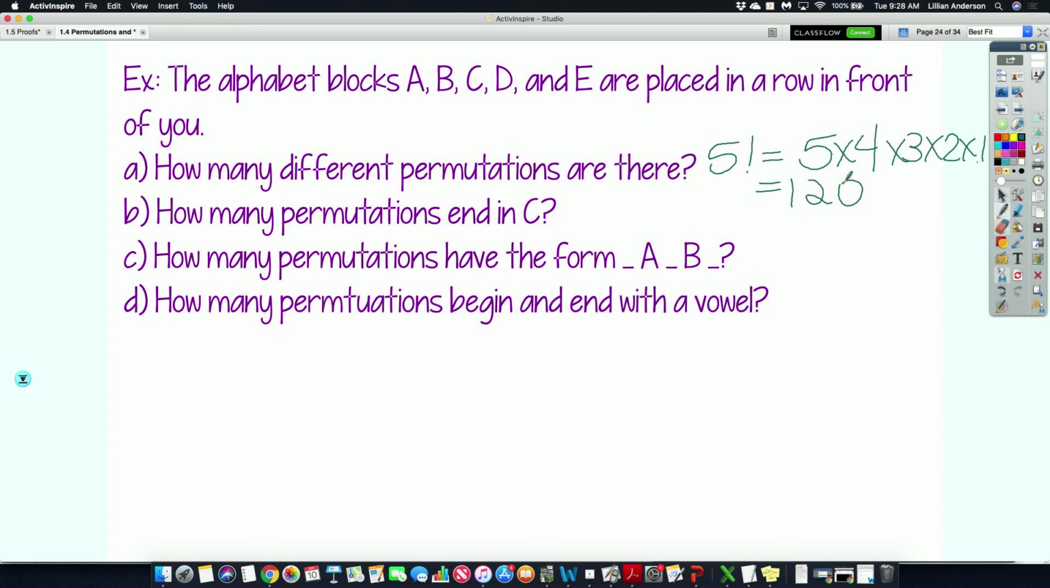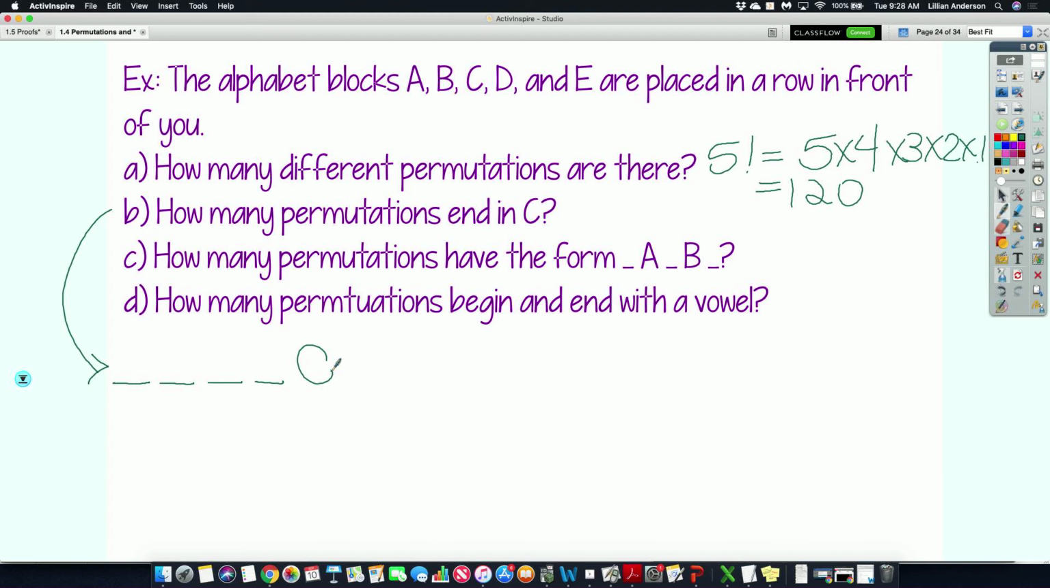Now it's asking for how many permutations end in C. How many end in C? Think about it a little bit before you start trying to mathematically figure it out. You know what for sure. The last one's C. There are 120, but the thing is, say it again. Well, C is going to be at the end, no matter what. Because it says that C has to be the end.